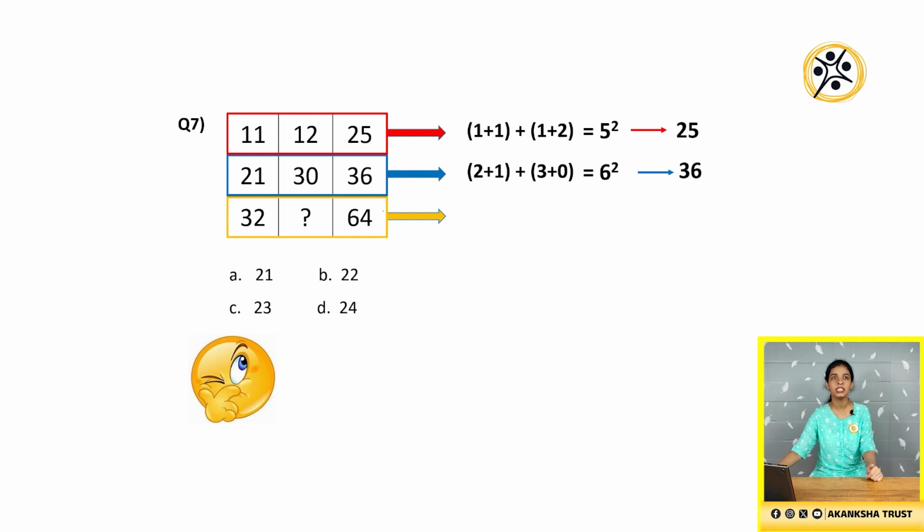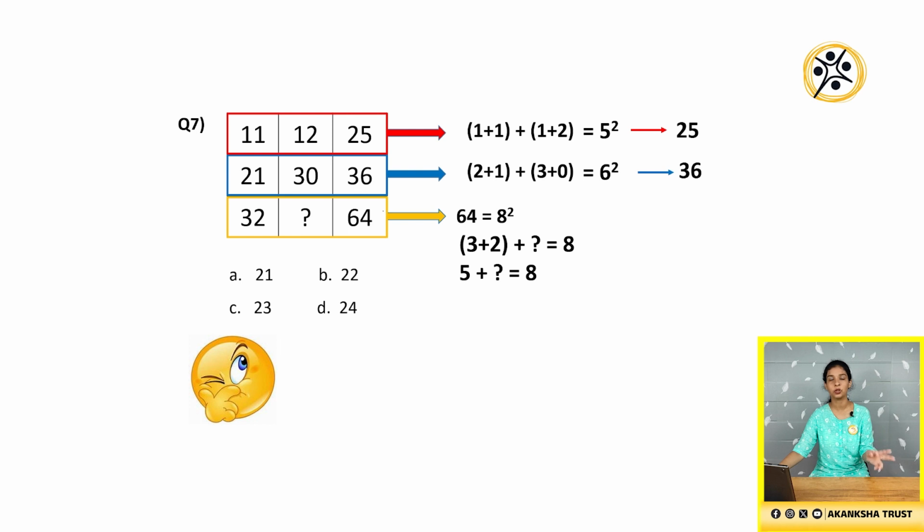So we have 32, which can be split as 3 plus 2. Also, looking at what we should arrive at as a solution, we see it as 64. 64 is the square of 8. So 3 plus 2 plus the missing number should sum to 8. So 5 plus the missing number should sum to 8.